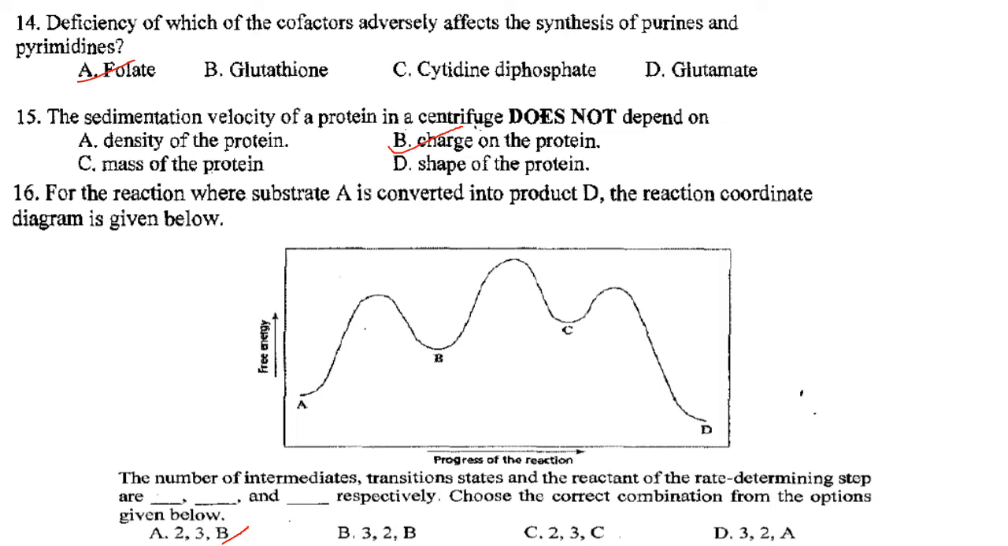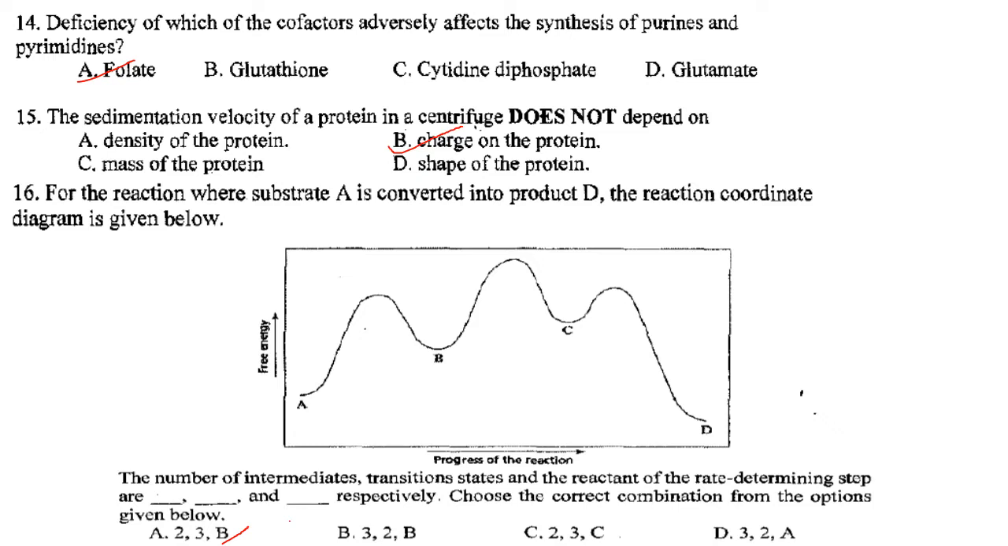Then the sedimentation velocity of a protein in a centrifuge does not depend on. So density of the protein, yes. Mass of the protein, yes. Charge on the protein, does not depend on charge on the protein. Shape of the protein, yes.